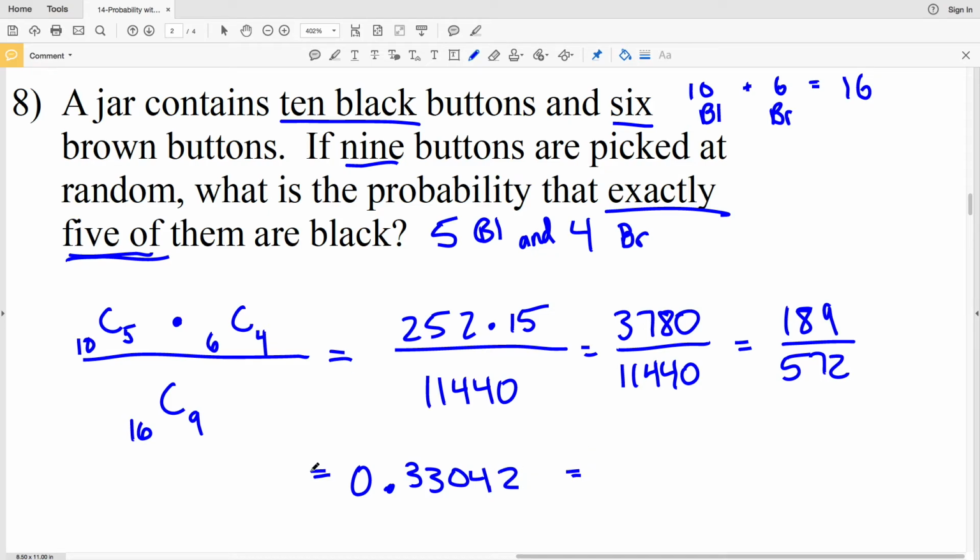In percent form, that's 33.042%. So roughly a 33% chance that out of the 9 buttons we choose from that jar, 5 of them are black. And that's exactly 5.